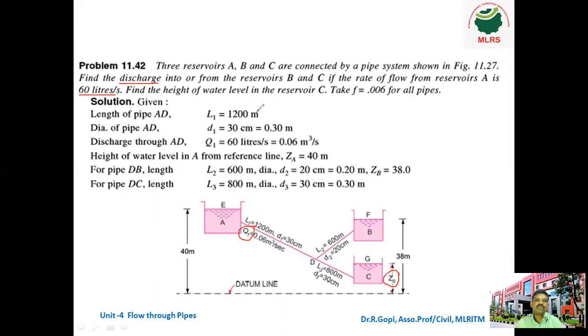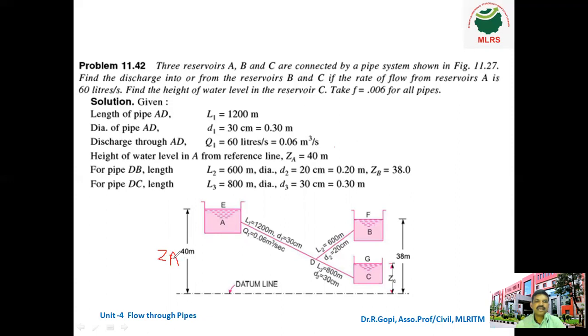Length of pipe AD, L1, is 1200 meter as per this diagram. So first write the data given. L1 is 1200 meter. Diameter of pipe D1 is 0.3 meter. The discharge through AD is 60 liters per second, that means 60 divided by 1000 equals 0.06 meter cube per second. Next, height of water level in A from the reference line, ZA, is equal to 40 meter.